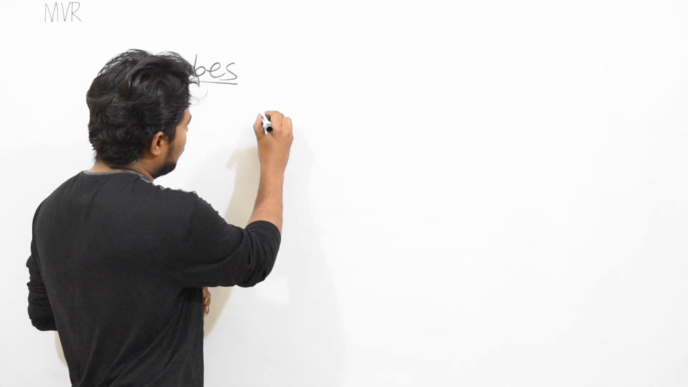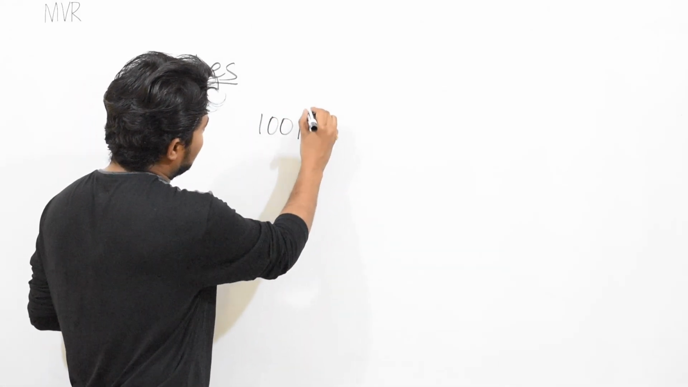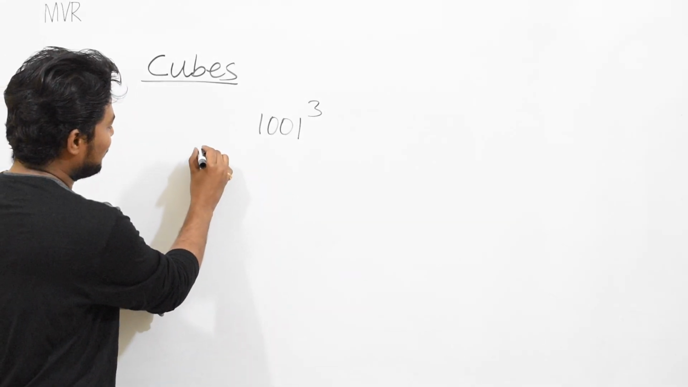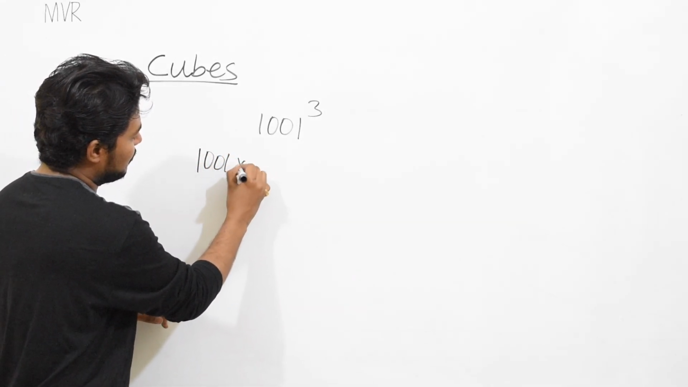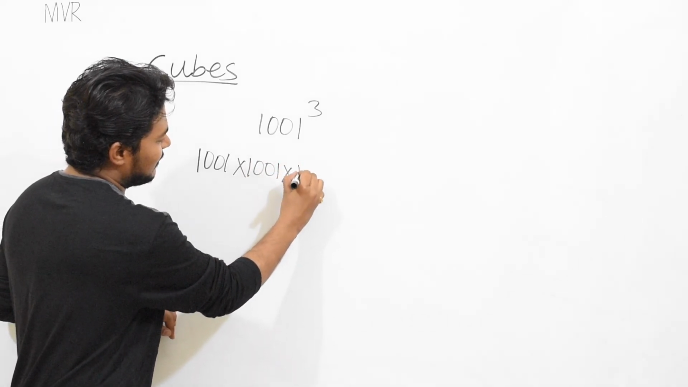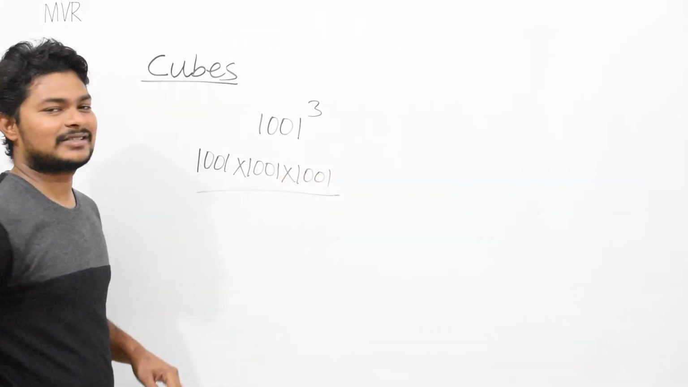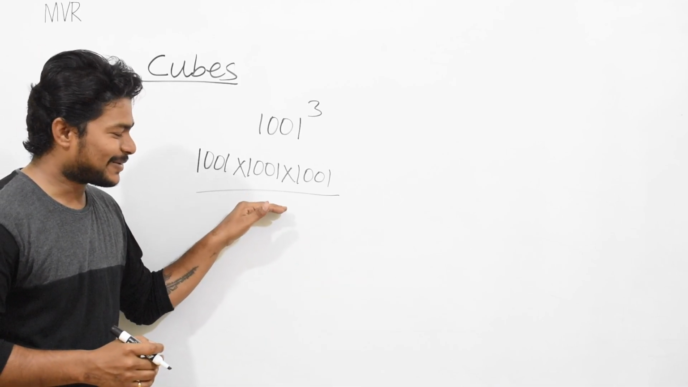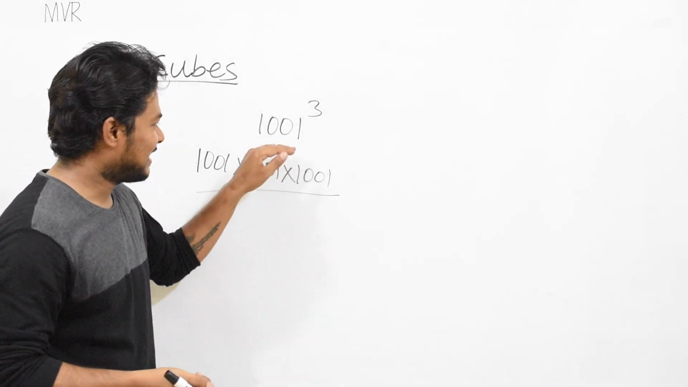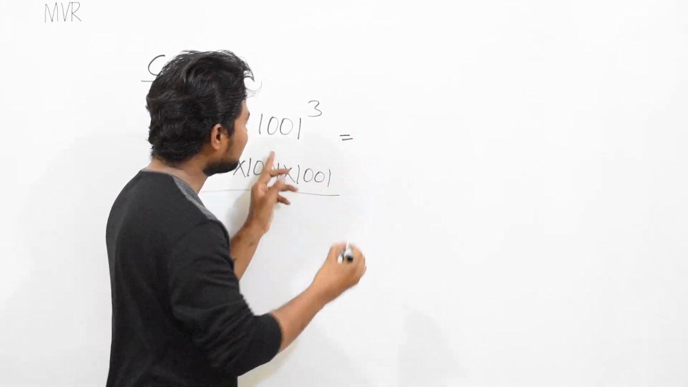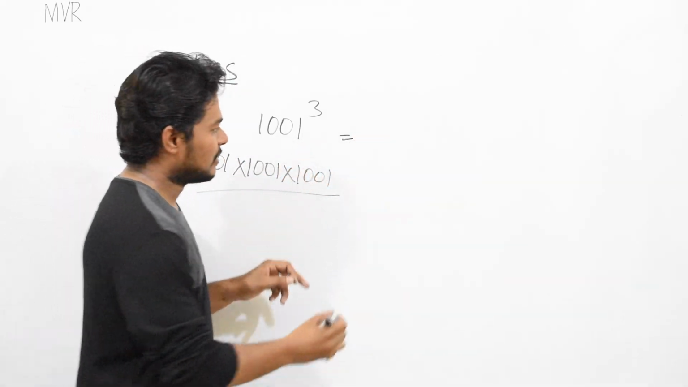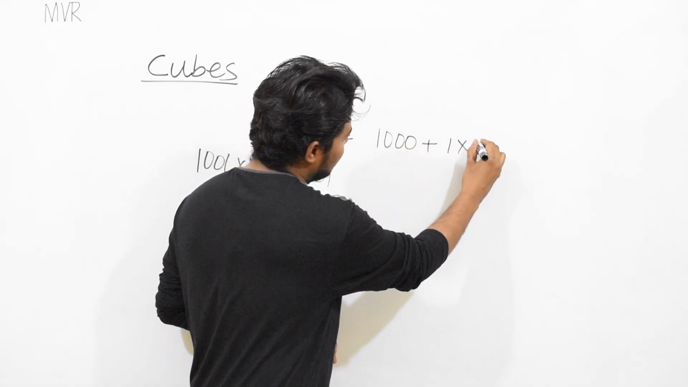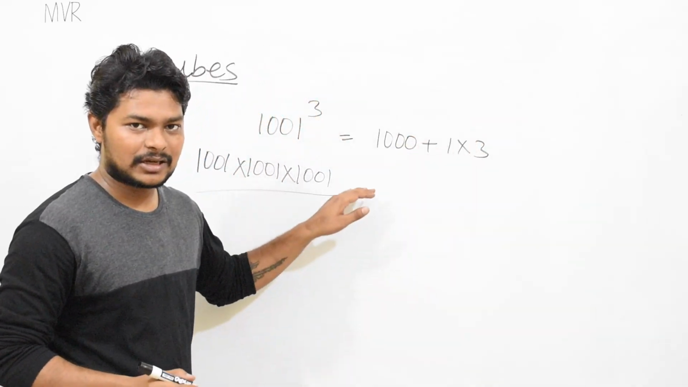So 1001 cube. Sir, how to do this? 1001 into 1001 into 1001. Sir, this is the answer. Where is the answer? This is the question written in another form. The answer is, see here, it is 1000 plus 1, right? So 1000 plus 1 into 3. That is how you need to write.